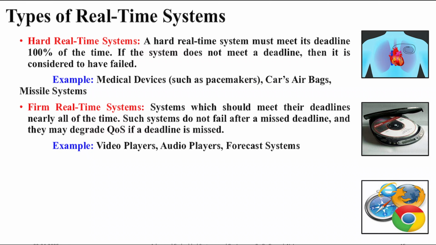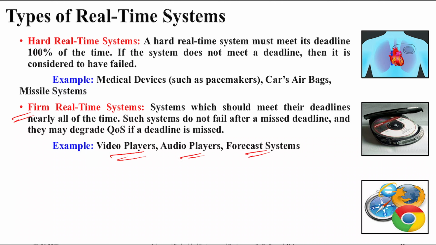Then we have second category called firm real time systems. Such systems should meet their deadlines nearly all the time. It is not necessary that it should always 100% time it should meet the time or deadline. For example, such systems are video players, audio players, even forecast systems.